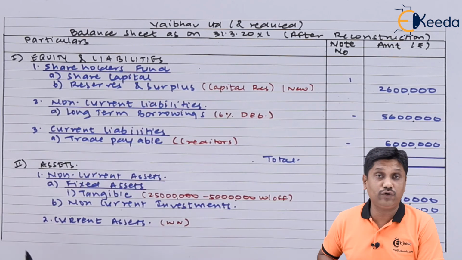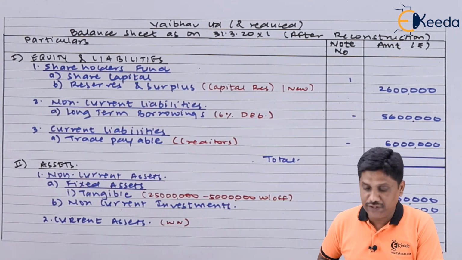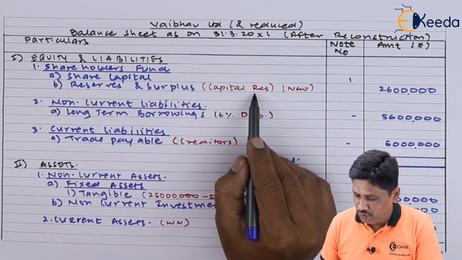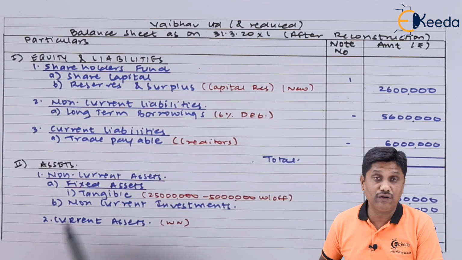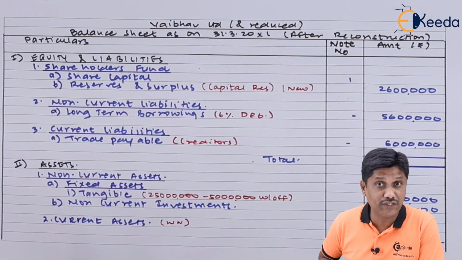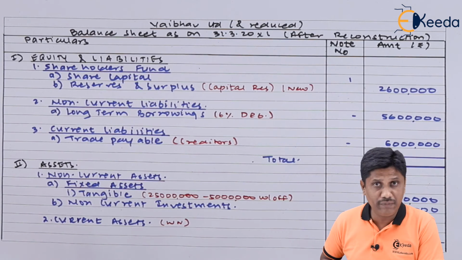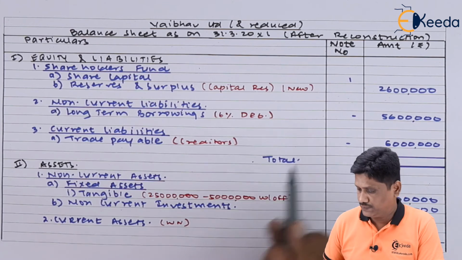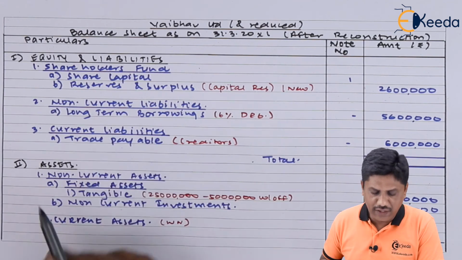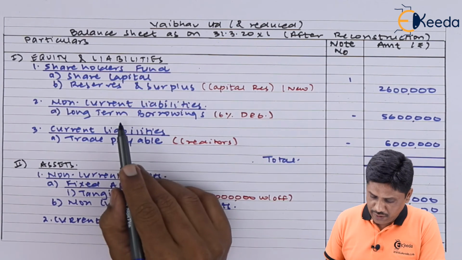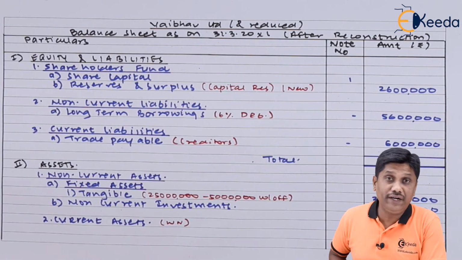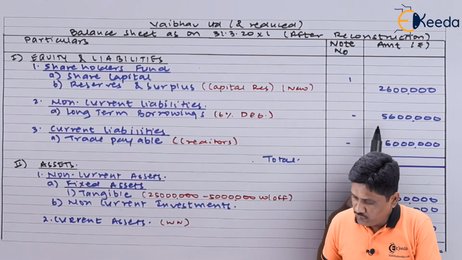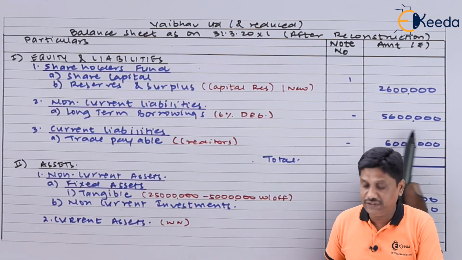In reserves and surplus, we have already done a working note, and in that working note we found that there is a capital reserve of rupees 26 lakhs. We prepared a working note of the capital reduction account. For that purpose, you must be remembering our last entry. Non-current liabilities will include long-term borrowing, which is 6% debentures. You can notice our entry number 3. For this, we have issued new debentures of 56 lakhs.